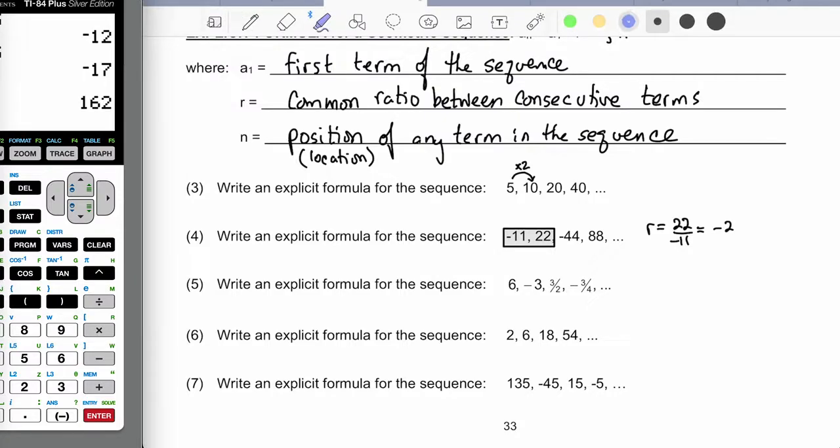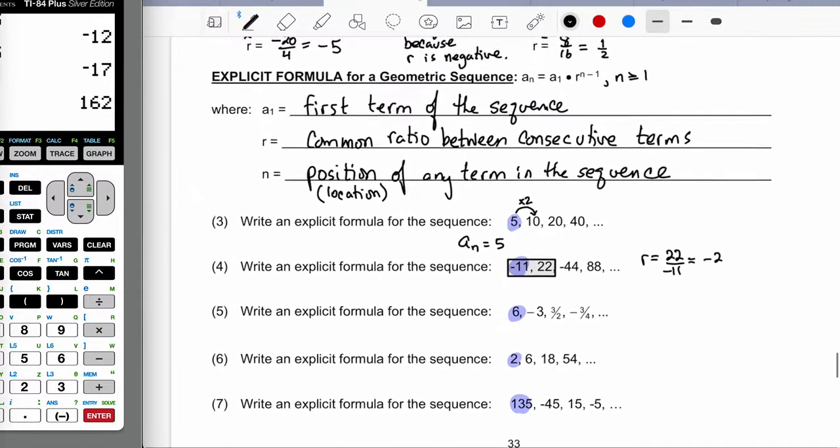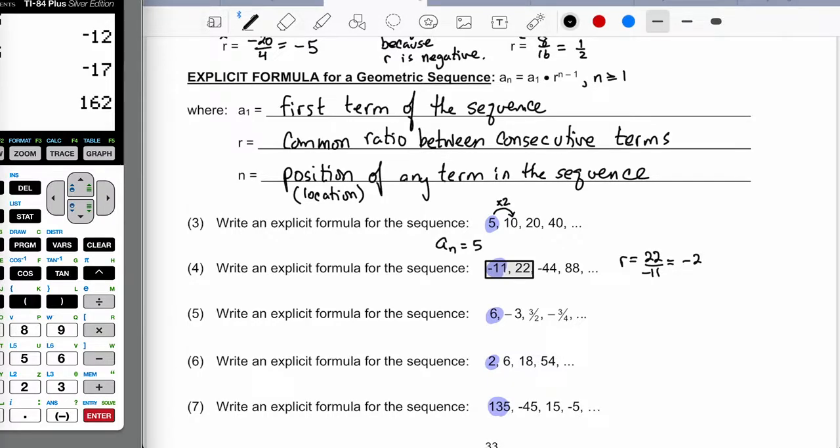But we know the initial value. Actually, in each case, we know the initial value. So a sub n is equal to 5, right? This time we're multiplying because it's a common ratio. So 5 times 2 to the n minus 1, where n is greater than or equal to 1. A sub n is equal to negative 11 times, it's negative 2 raised to a power, so I'm going to want to put that negative 2 in parentheses, to the n minus 1, where n is greater than or equal to 1.